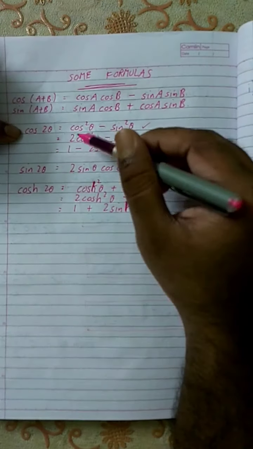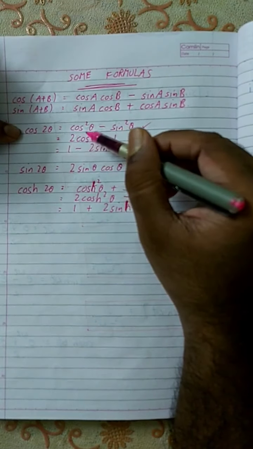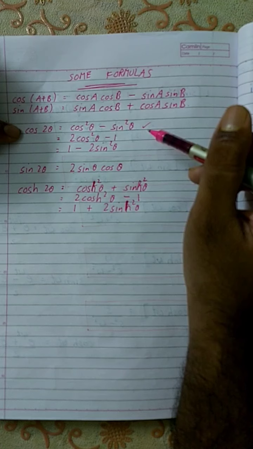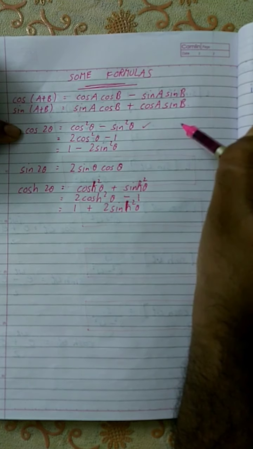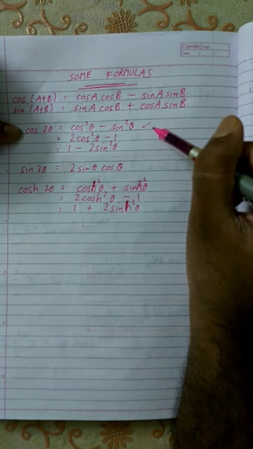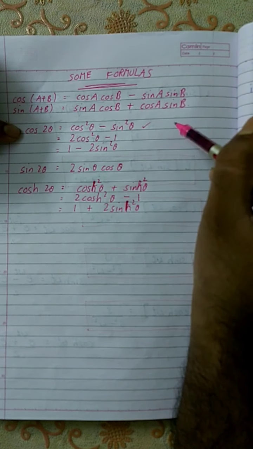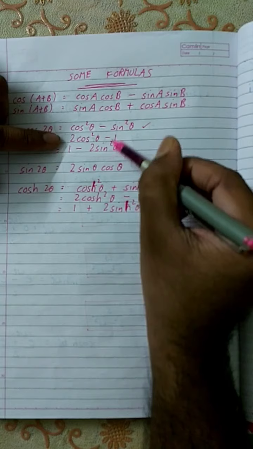Remember this equation, cosh 2 theta is equal to cos square theta minus sin square theta, because we already know that sin square theta plus cos square theta is equal to 1, right? So if we substitute that over here, we can put plus 1 minus 1, so it will become plus sin square theta plus cos square theta minus sin square theta minus cos square theta, and then from there you can find these two equations.